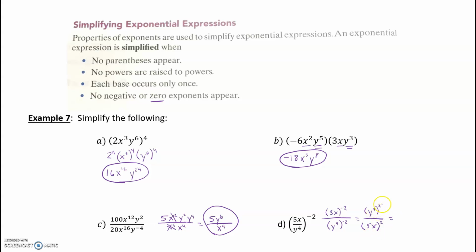And now we can actually do our exponents. So power to a power, we multiply. So we have y to the 4th squared gets me y to the 8th. Remember, this goes to the 5 as well. This is saying 5x times 5x gets me 25x squared. And I believe that is all.